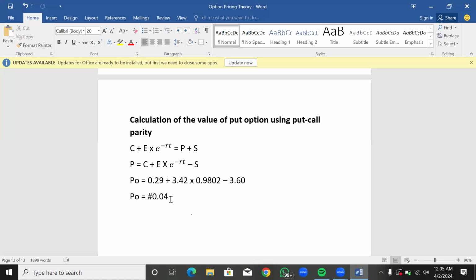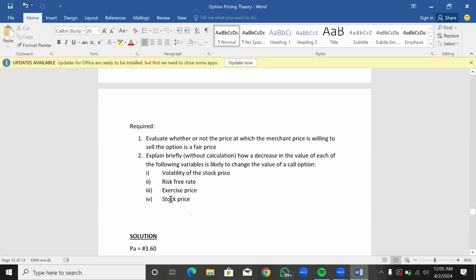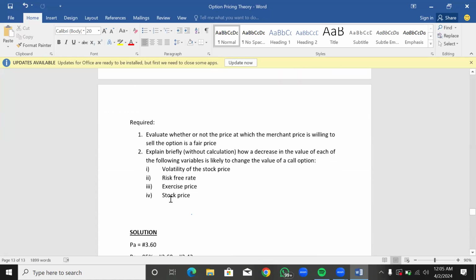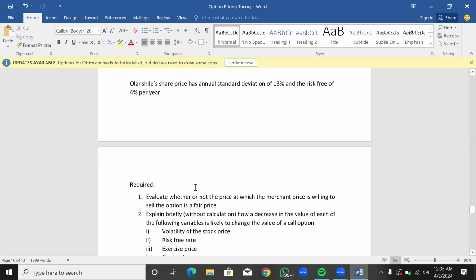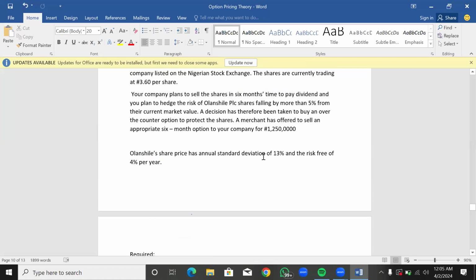So now, let's go back to the question real quick. The question is not telling us to calculate the value of the option. What the question is telling us to calculate is whether or not the price at which that merchant is willing to sell is a fair price. What price are they willing to sell it at? 1,250. That's what this merchant is offering us, and they want to sell it at 1,250.